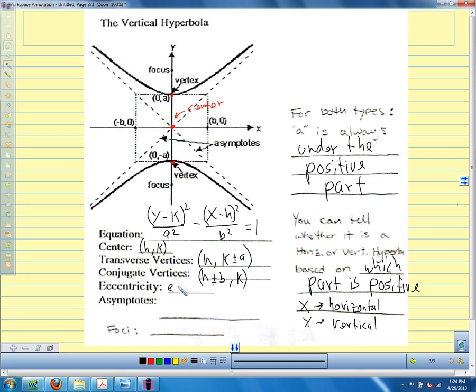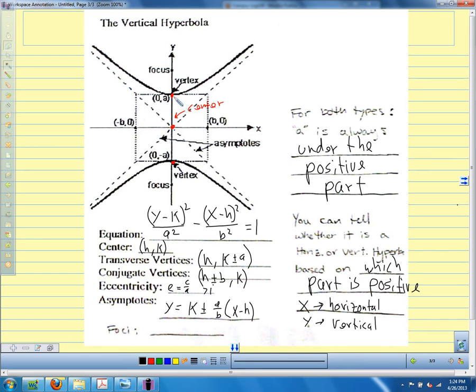The eccentricity is still c over a, and it's bigger than 1 for a hyperbola. The equations of our asymptotes are k plus or minus a over b, x minus h. But really what we're going to do with the asymptotes is just sketch them, and we'll sketch this little box.